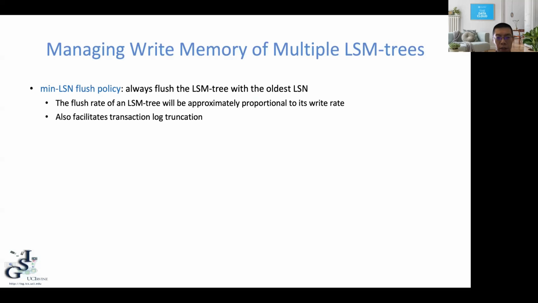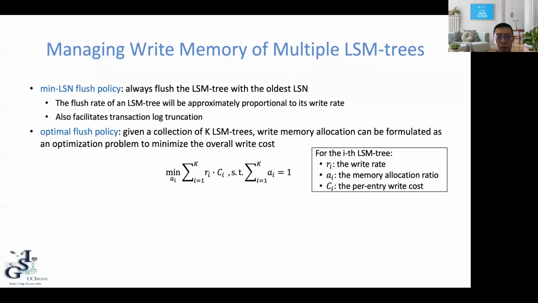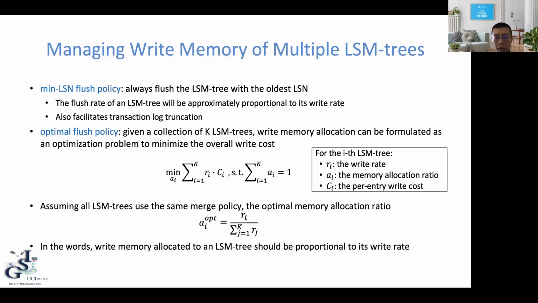However, it is not clear whether this main LSM flush policy is already optimal or not. So in order to solve this problem, we formulated this problem of memory allocation as an optimization problem to minimize the overall I/O cost. I don't want to delve into the exact math here, but there is some interesting conclusion. Assuming all the LSM-trees use the same merge policy, which is pretty common, then the write memory allocated to each LSM-tree should be proportional to its write rate, which means a hot LSM-tree should get much more write memory than a cold LSM-tree.